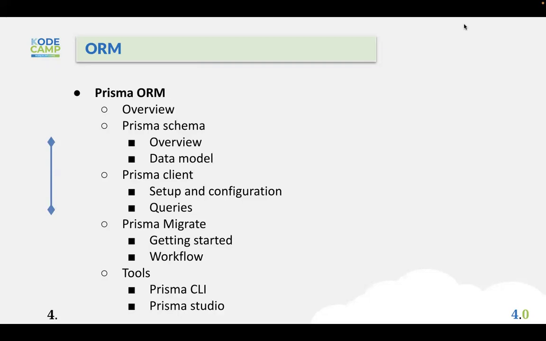So Prisma ORM is actually an open source next generation ORM. That's what they call it. It consists of the following parts: the Prisma Client, Prisma Migrate, and Prisma Studio. The Prisma Client is the auto-generated and type-safe query builder for Node.js and TypeScript. So when you run Prisma generate or Prisma migrate, when you migrate your schema or generate your schema, it's also generated with types so that you don't have to catch errors at runtime.